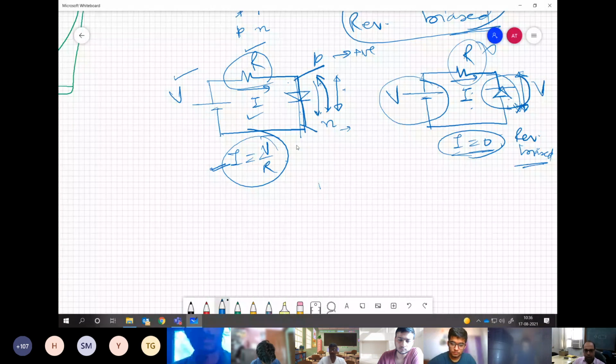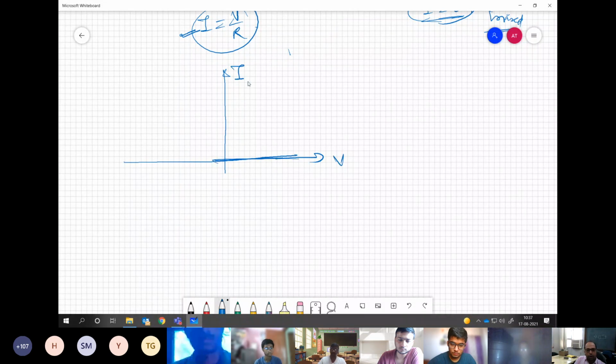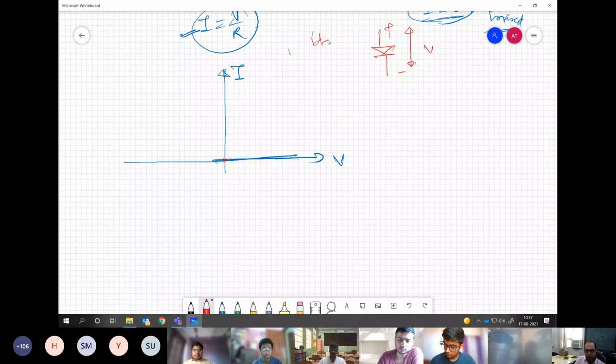Now let us see what this basically means in terms of the ideal characteristic. When we are talking about the ideal VI characteristic of a diode, what do we say? This is the voltage across the diode, taken in this polarity, positive and negative, this is V. Whenever we are talking about the voltage going slightly positive, this is for the ideal diode. So we are talking about the ideal characteristic.